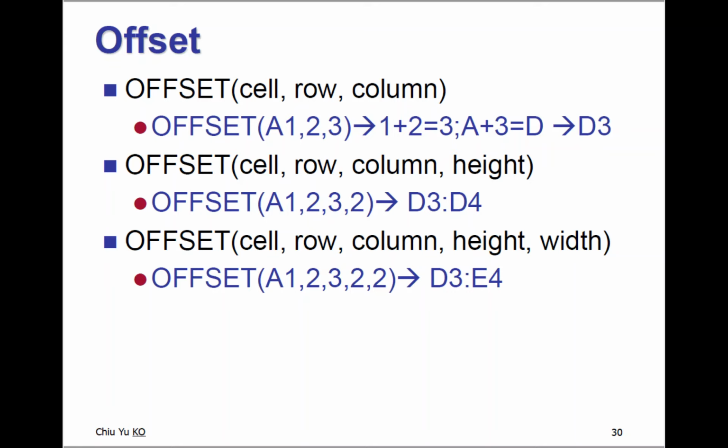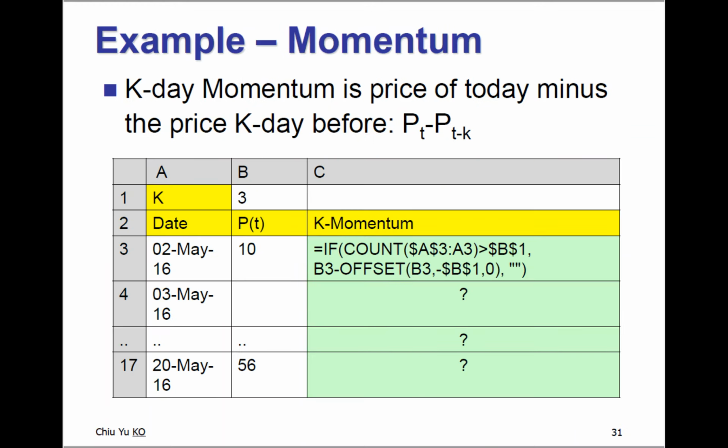You have to use the function offset. For example, if you have a cell A1 and you move 2 rows and 3 columns, you say offset A1, 2, 3. Then A1 plus 2 rows becomes row 3, and the column moves from A to B to C to D. Sometimes you can expand by height, so it becomes a multiple-cell range, or by width and become a much bigger range. So now let's give an example to calculate K-day momentum.